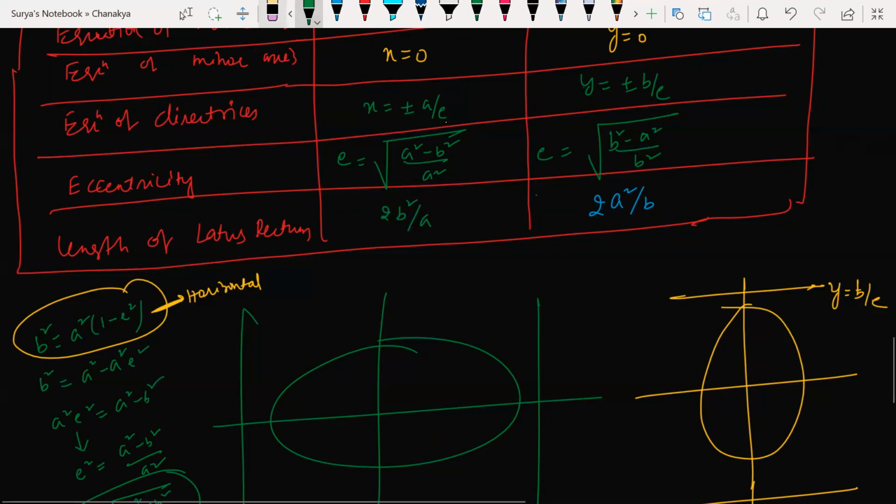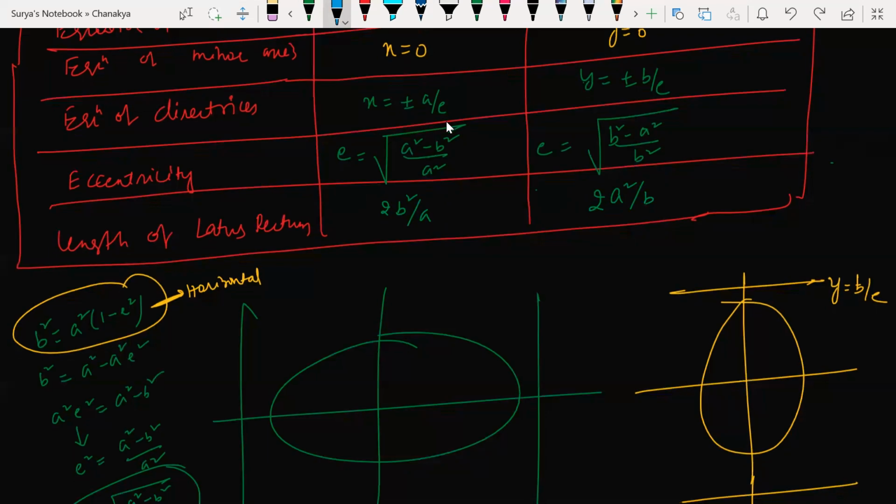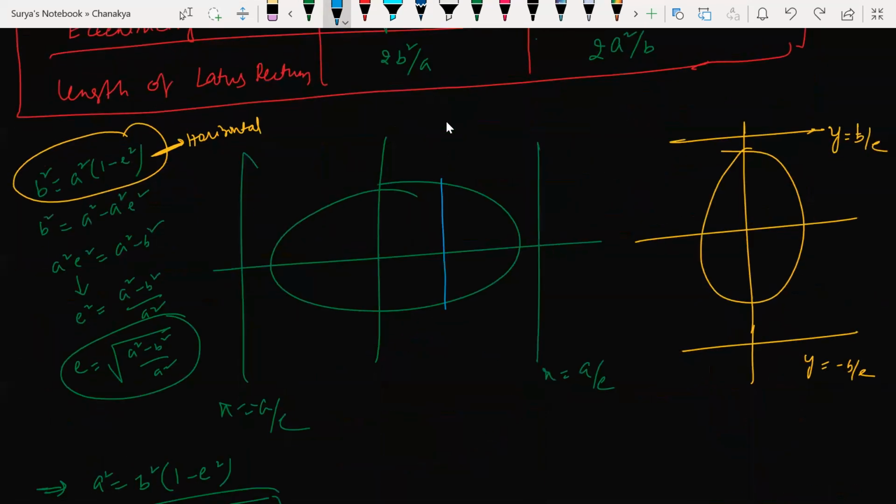ठीक है, नेक्स्ट लुक एट दिस. क्लियर? इधर 2b स्क्वायर बाई a, ये 2a स्क्वायर बाई b. वही देखो, ये होता है मेरा लेंथ ऑफ लेटस रेक्टम. ये b हो जाएगा, समवेयर कोऑर्डिनेट्स 2b स्क्वायर बाई a हो जाएगा. ओके, यू कैन डिराइव इट. What is my length of latus rectum, guys? This is my focus 2, this is focus 1, and this is what my length of latus rectum. तो ये हो जाएगा 2a square by b.